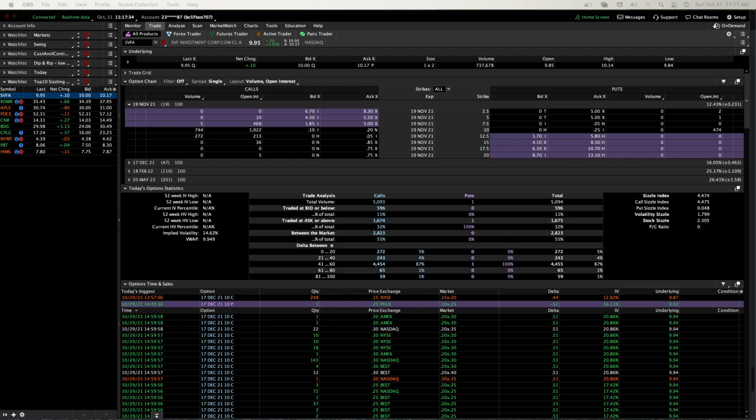Out of the money just means that the stock is currently trading below the strike price on a call or above the strike price on a put. That means it's out of the money. So those are the three differences there.